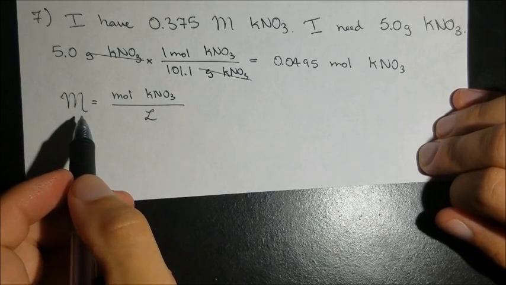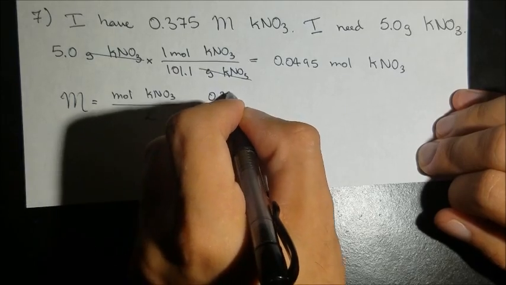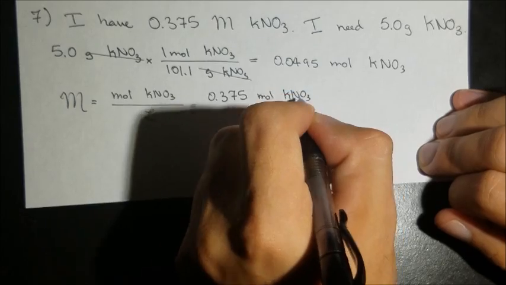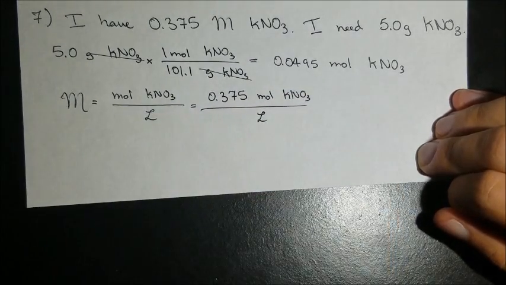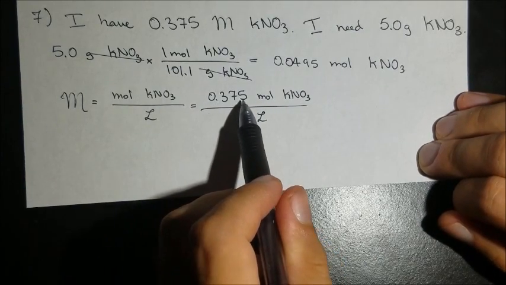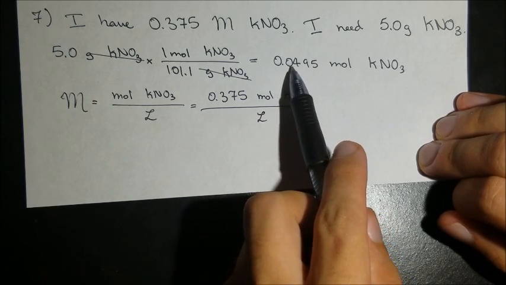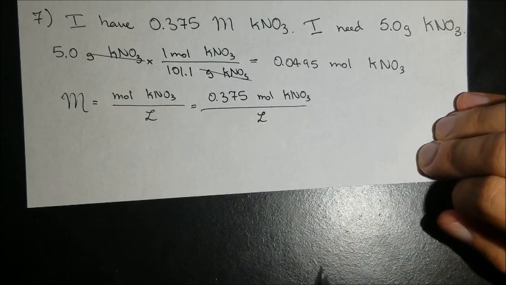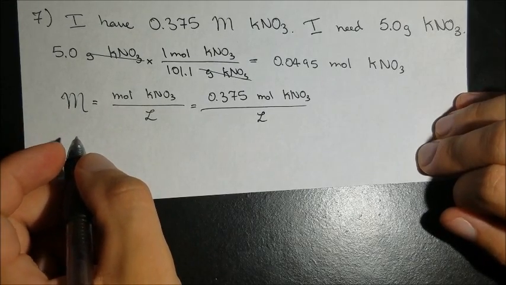So we're given the molarity of potassium nitrate. We are given that we have 0.375 moles of potassium nitrate per liter of solution, right? So if a liter gives me 0.375 moles, how many liters do I need to only give me 0.0495 moles? So this isn't unlike anything else we've done. It's quite similar actually, just with different units.